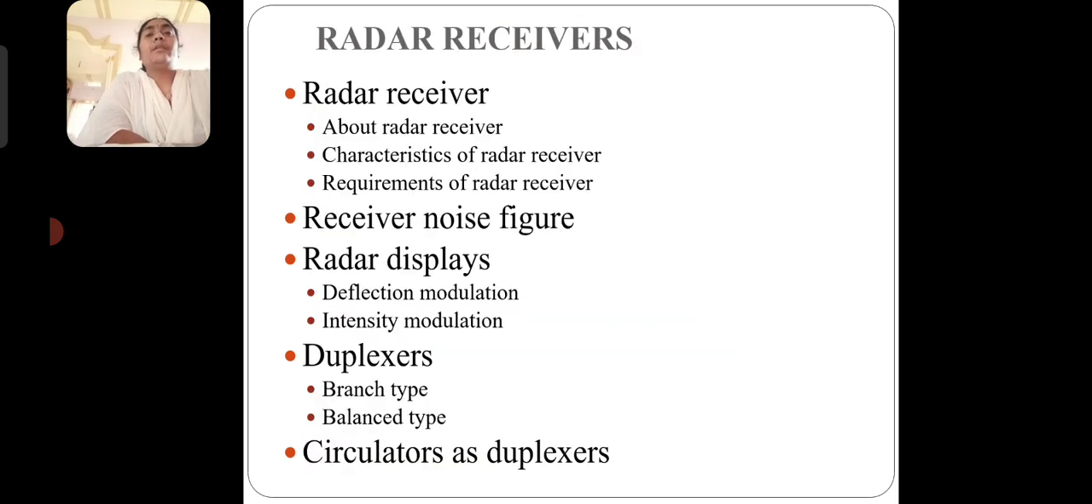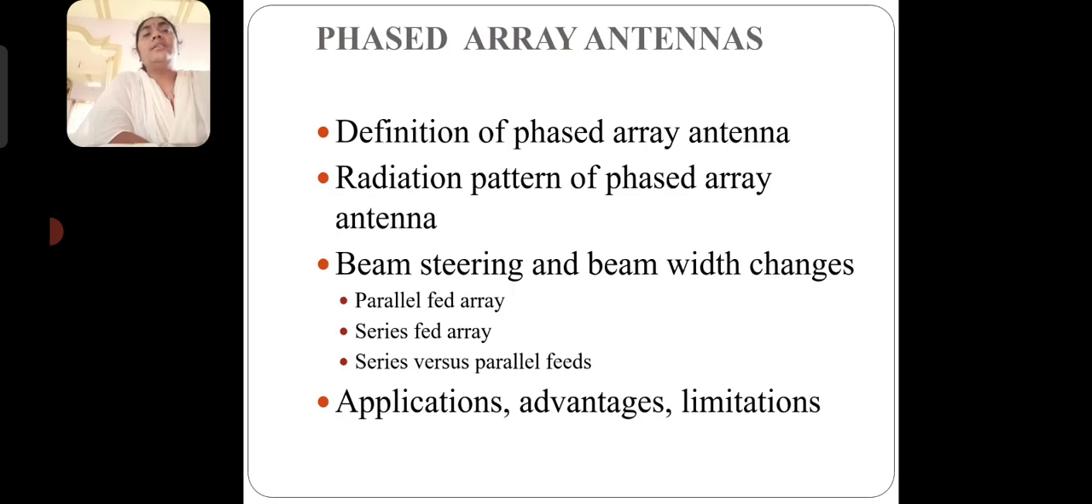So radar receivers: here the problem is to receive the original signal. In radar receivers we are going to learn how to construct radar receivers, what the characteristics of radar receivers are, what the requirements of radar receivers are, receiver noise figure, radar displays, deflection modulation, intensity modulation, and what types of duplexers we have to use: branch type, balanced type, and circulator as duplexer.